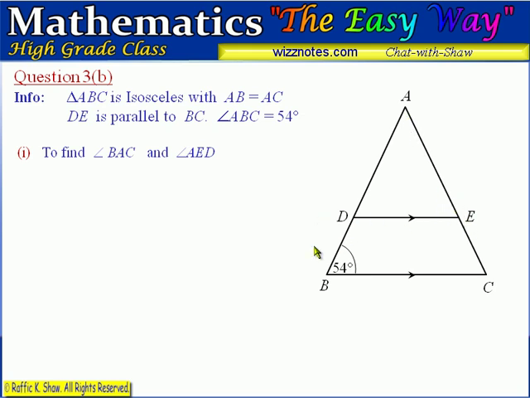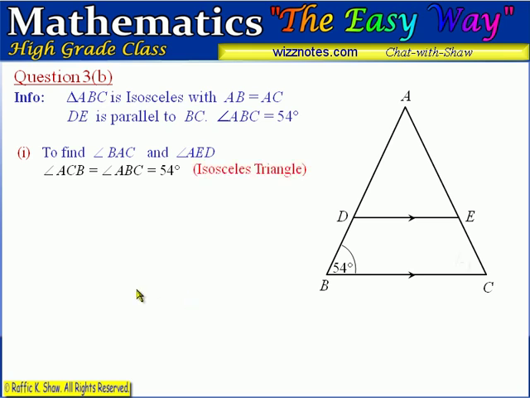Now we can take note of the fact that this triangle ABC is an isosceles triangle, and therefore these two base angles are equal. So since this angle is 54, it means that this angle here also is 54. So we can show that information here. Angle ACB, that's the angle here, is equal to angle ABC, that's the angle right here, 54 degrees. And this is because that's an isosceles triangle.